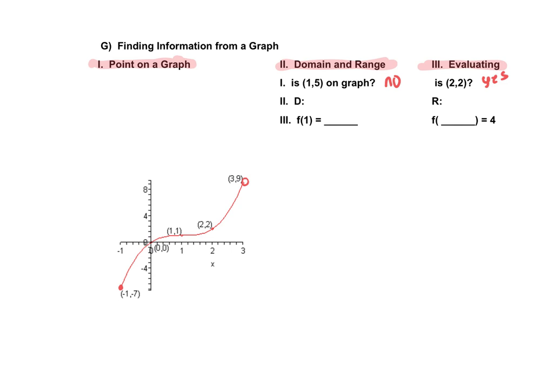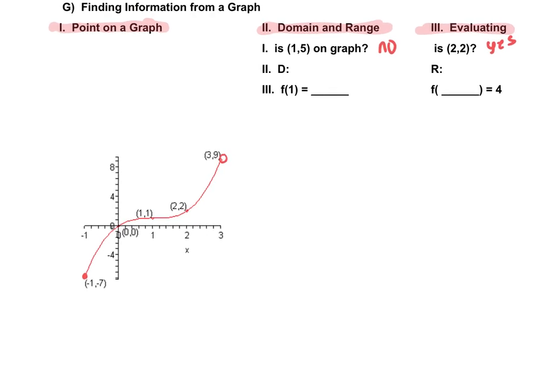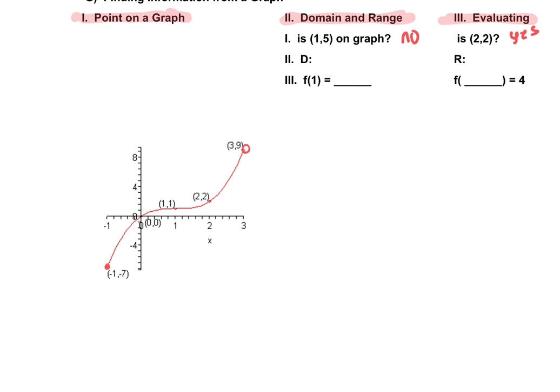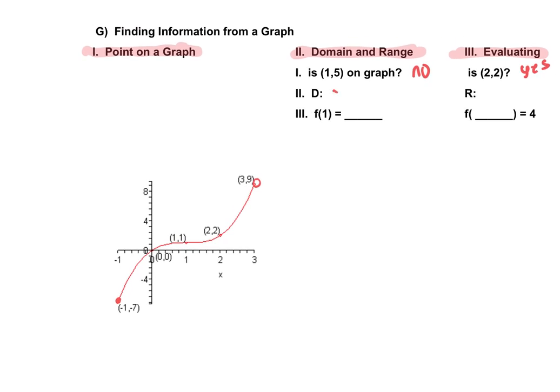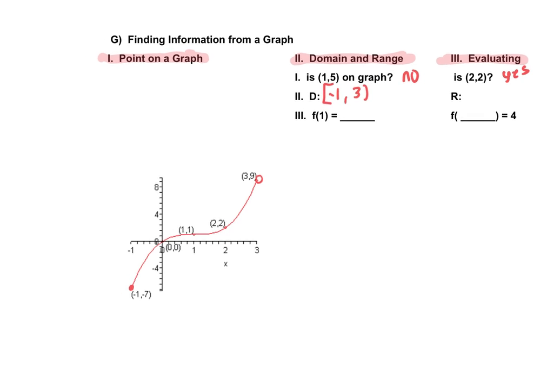Addison, what's the domain for this graph? Negative infinity. Careful. We've got this point down here and this point here. So there you go. Negative 1 to 3. And at -1, is it bracket or parentheses? Bracket, good. And 3 is parentheses. Sounds good.